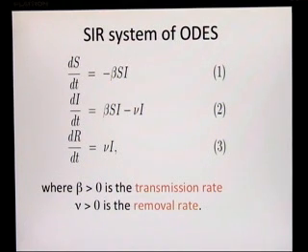What is the first term saying? Well, new infections are occurring at a rate which is proportional to the product of the number of susceptibles times the number of infectives. In the next slides, I'm going to explain things carefully, and it's very important that we understand what beta and nu are precisely. Beta is called the transmission rate, and nu is called the removal rate.